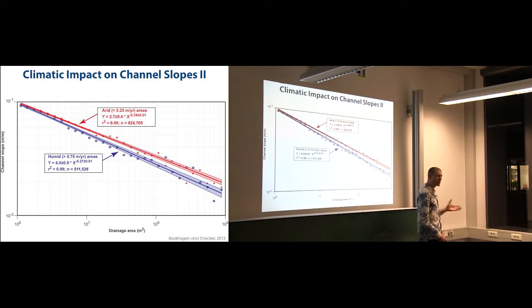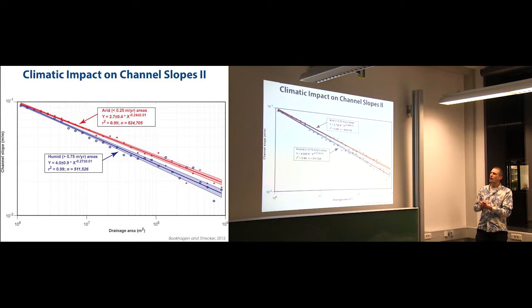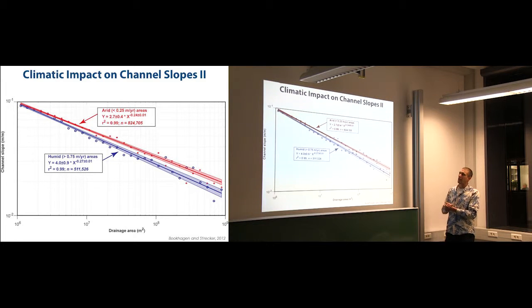Well, because we have a higher discharge, we can transport more material for a given slope. So remember that transport depends on discharge times channel slope. If we have less water, we need steeper slopes to transport the same amount of sediment. If we have more water, we need less steep slopes. And that relation is very well documented by comparing the dry and the humid areas.